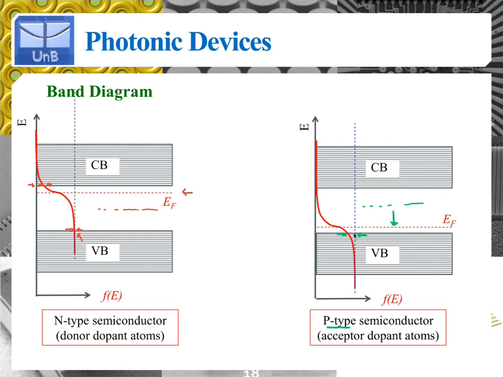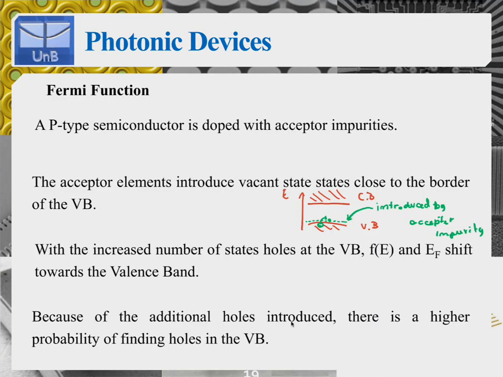Since you have more holes here, some electrons that are in the conduction band can now move down to occupy all of these extra holes that you have, and therefore the probability of finding electrons is decreased with respect to an intrinsic material. So in a p-type semiconductor, you have more holes and fewer electrons than you would have in an intrinsic material. So because of the additional holes introduced, there's a higher probability of finding holes in the valence band. So you have extra holes and fewer electrons in this case.